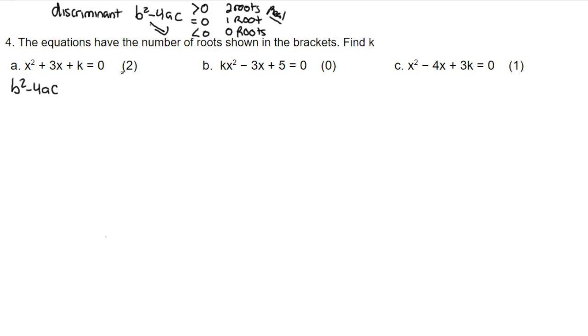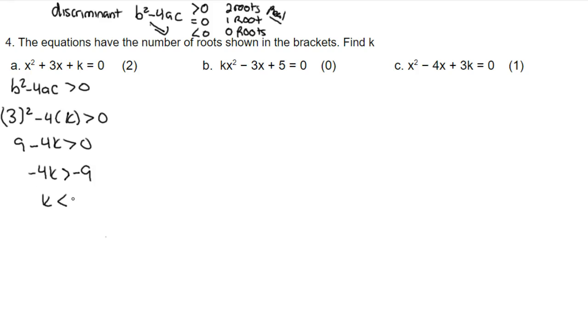And since I'm looking for k such that there are 2 roots, that means I'm going to have to make this greater than 0. And so all I've got to do now is substitute my values and check it out. I end up with 9 minus 4k is greater than 0. And so then I get negative 4k is greater than negative 9. And I divide both sides, remembering to switch the inequality sign. And k is going to be less than 9/4.